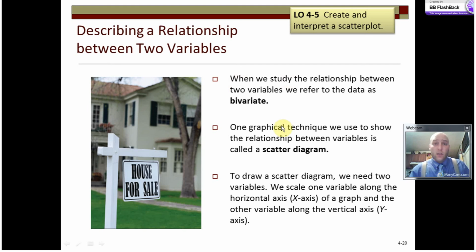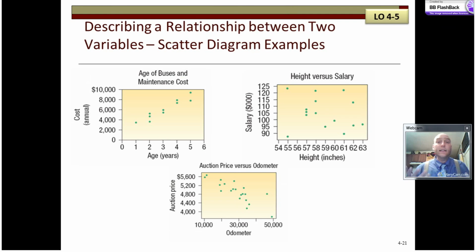One graphical technique we can use to show how two variables interact is a scatter diagram or a scatter plot. In this, we need to have two variables. One goes along the horizontal axis, the other goes on the vertical axis, like these three here. In this case, we're looking at the age of buses and maintenance costs. For one bus, that's 1 year old, the annual maintenance cost is right around 4 grand, a little under. We've got 3 buses that are 2 years old and they have increasingly higher costs. For these 2 buses over here that are 5 years old, those are almost $10,000, between $8,000 and $10,000 to maintain those.